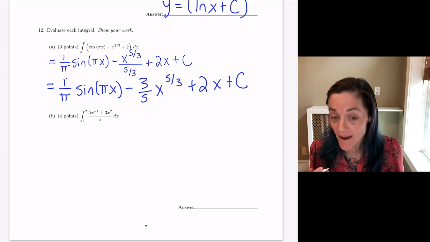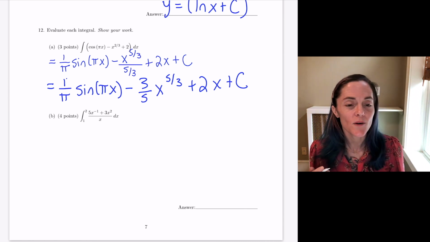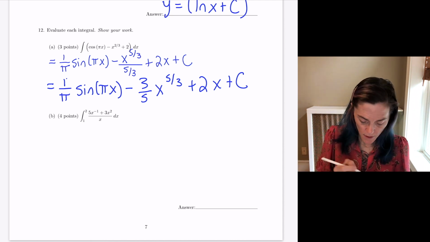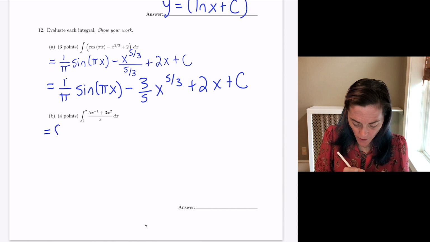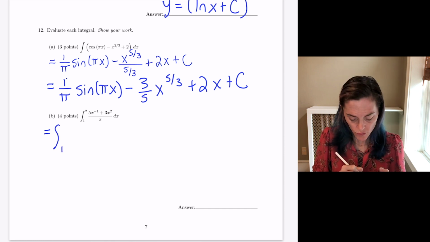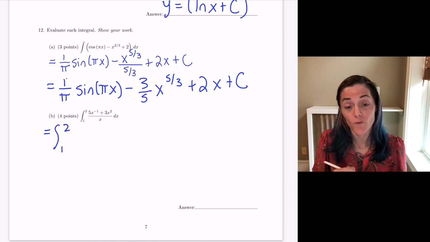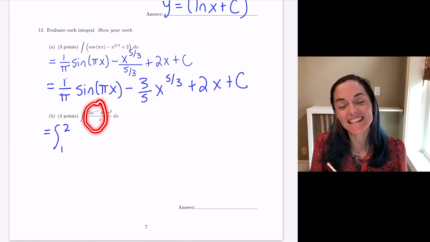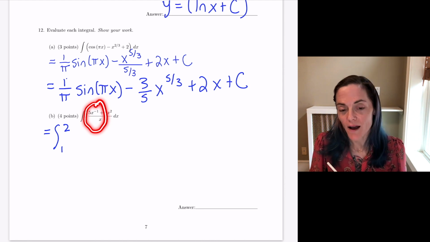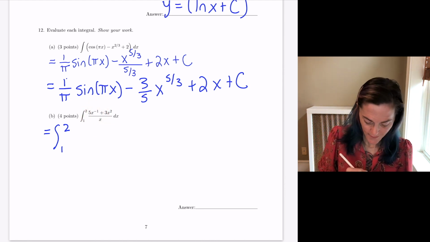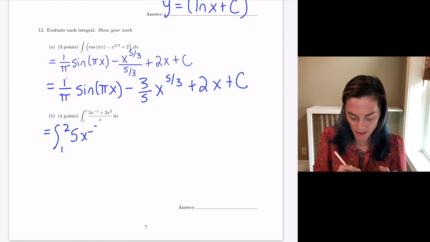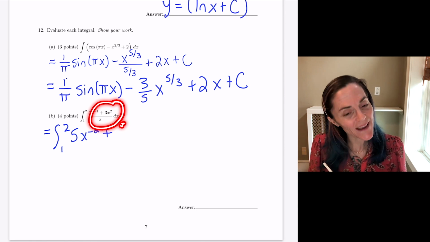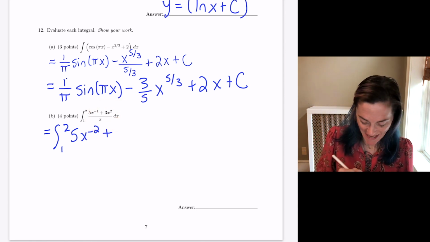Letter B, we have a definite integral. This is also not substitution. We want to break this into a sum of two terms. Okay, so we have an integral from 1 to 2. The first term, if we write this as a power, so you notice we have 5x to the minus 1 divided by x. This will be 5x to the minus 2. Then we put a plus. Okay, here we have 3x squared over x. This would be 3x.